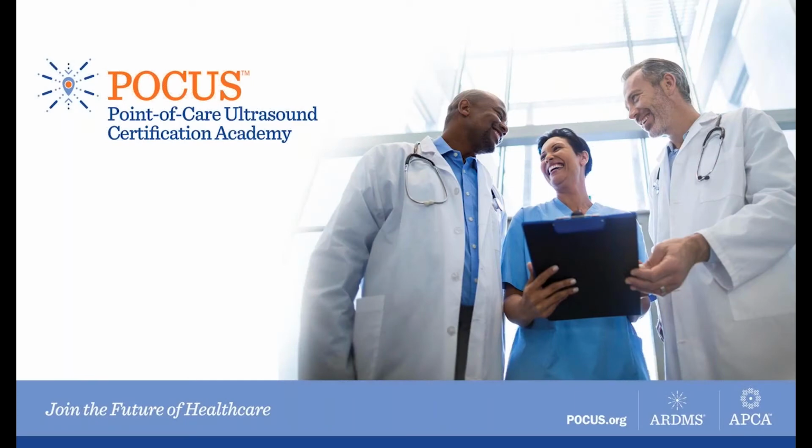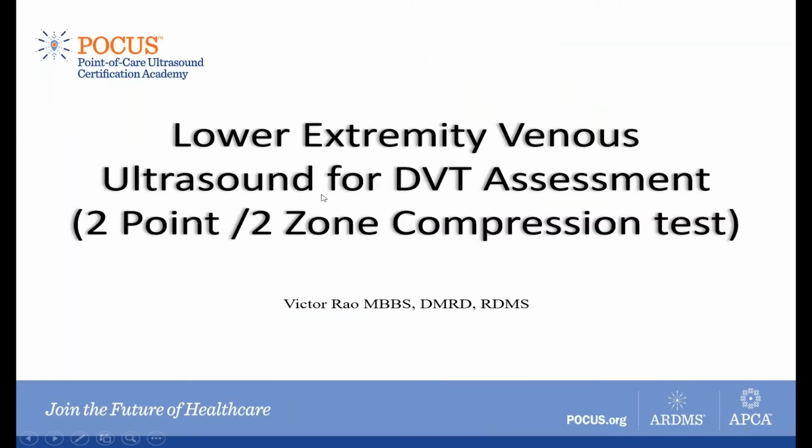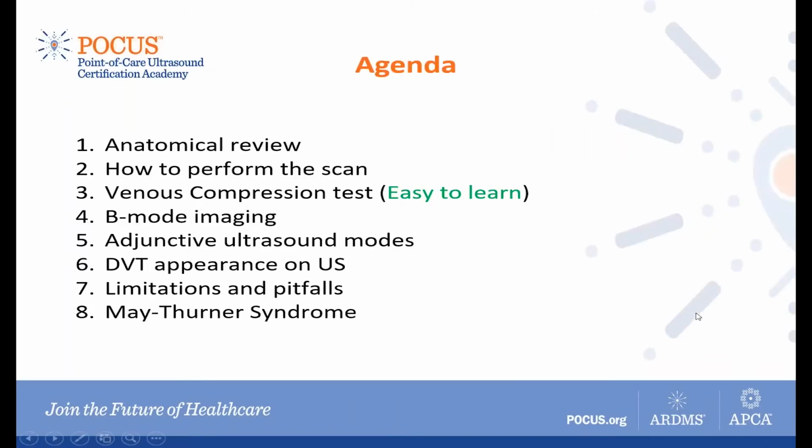Good afternoon, everyone. My name is Victor Rao, and I'm going to be talking about the lower extremity venous ultrasound for DVT assessment. Of course, we're going to be discussing just the 2-point, also known as the 2-zone compression test, and it's not going to be the full test that we do in radiology.